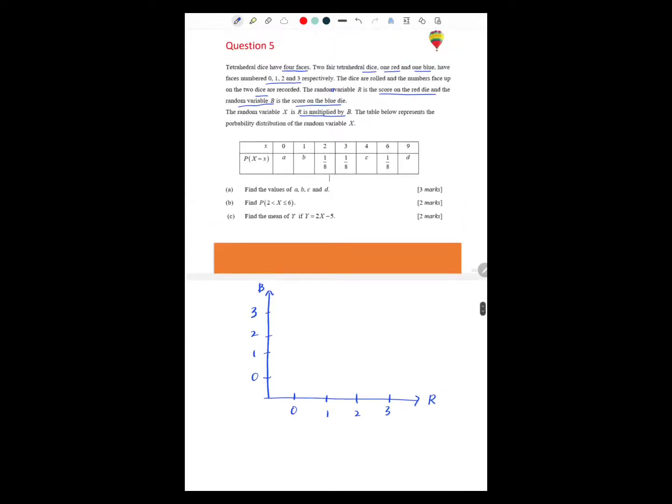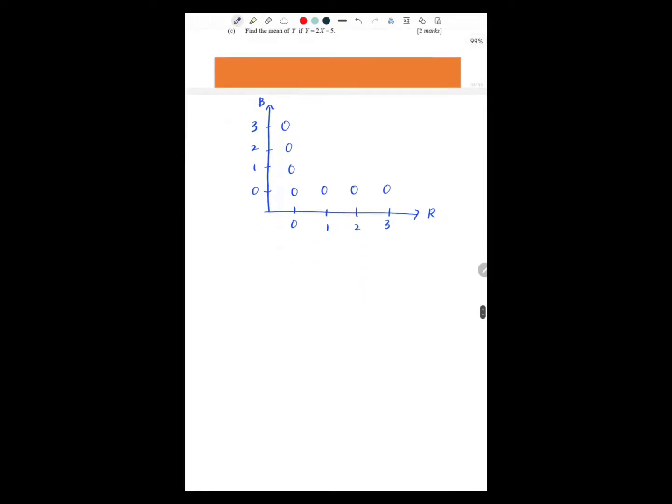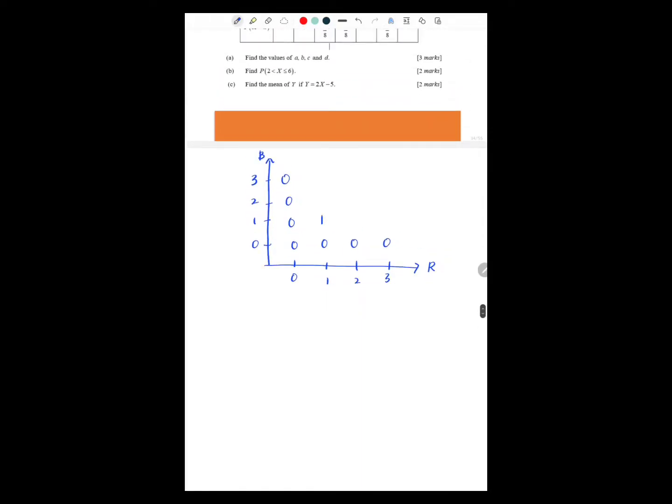So dia cakap kat sini R is multiplied by B. Kena darab. That means 0 times any number will get 0, 0, 0, 0 here. This one also 0 times 1, 0 times 2, 0 times 3, right? Next, 1 times 1, 1. 1 times 2, 1 times 3. And then the other one also here will be the same. 1 times 2, 1 times 3. This one, 2 times 2, you get 4. 2 times 3, get 6. And then here, 3 times 2, 6. 3 times 3, 9. That will be the outcome after we multiply.